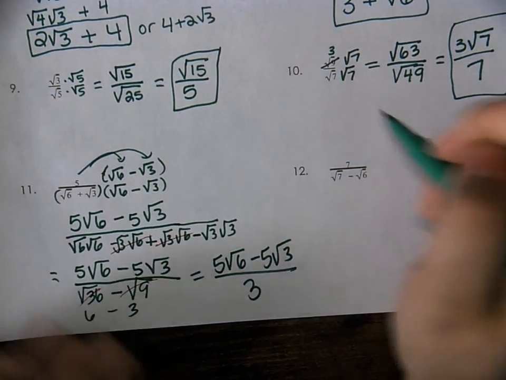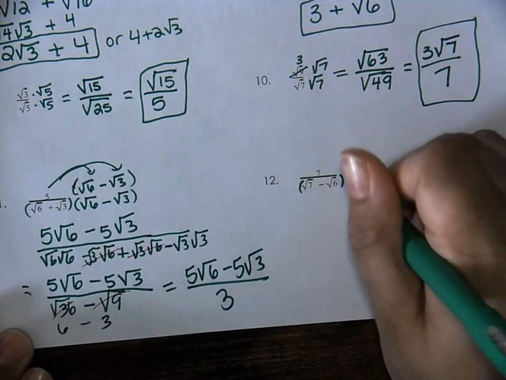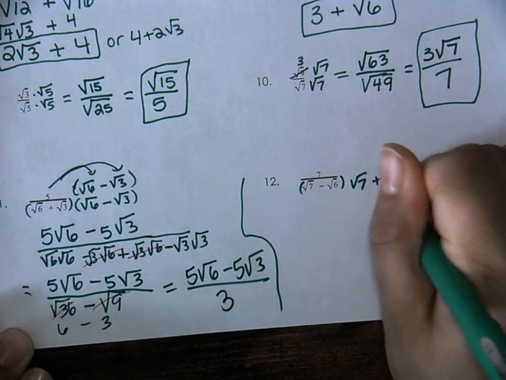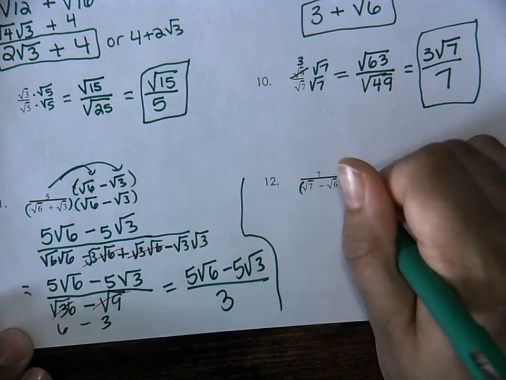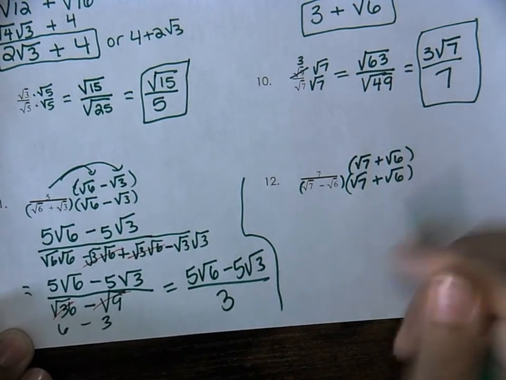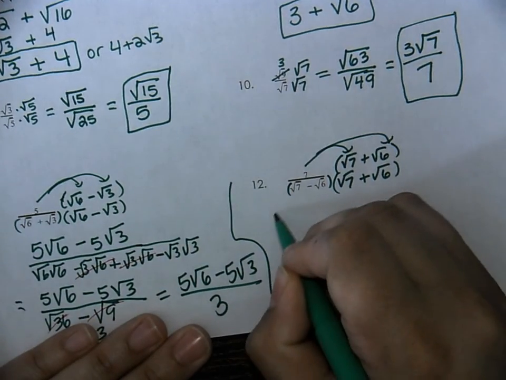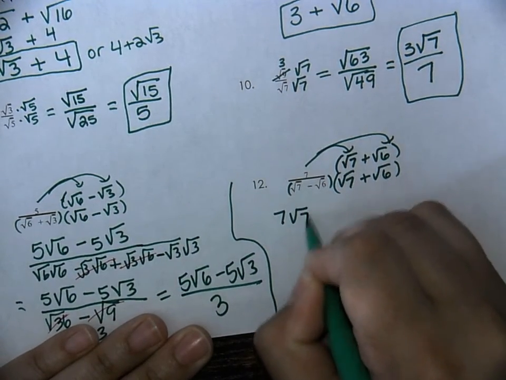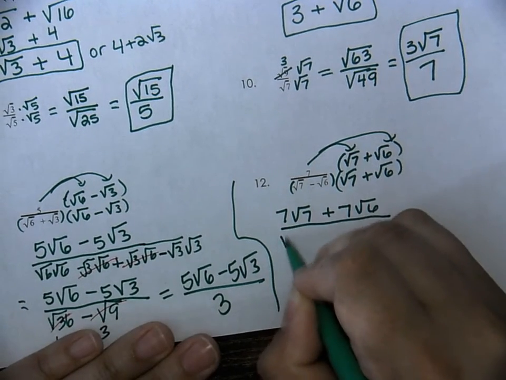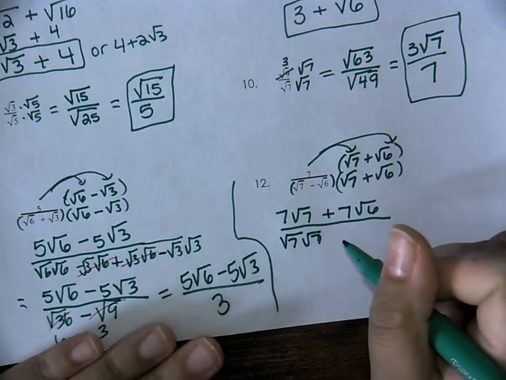Okay, and then the last one here, same idea. I am multiplying by, again, the conjugate of it, which is square root of 7 plus the square root of 6 on top and bottom. So this one you distribute again on top, and then you do FOIL on the bottom. So we get here 7 root 7 plus 7 root 6, the denominator would be square root of 7 times square root of 7, which again you could just write as square root of 49.